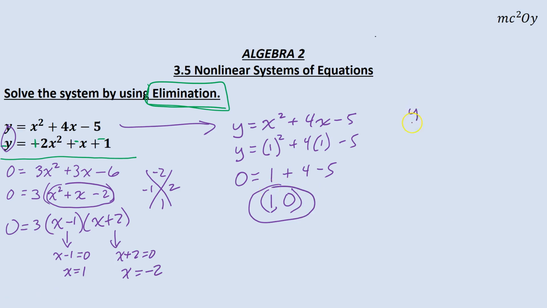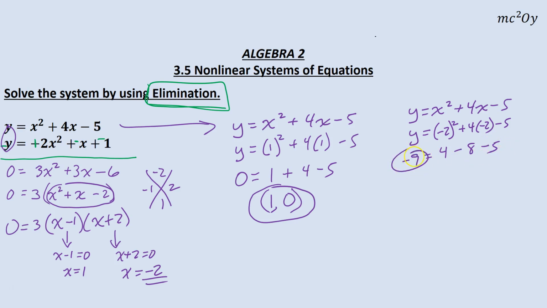And then I'm going to go ahead and do it again. y equals x squared plus 4x minus 5, but I'm going to put in -2. And so that's going to be y is equal to -2 quantity squared plus 4 times -2 minus 5, or 4 minus 8 minus 5. Well, 4 minus 8, that is -4, minus 5 is -9. Okay, so on this one, I got an input of -2, an output of -9, or x is -2, y is -9, and those are my solutions.